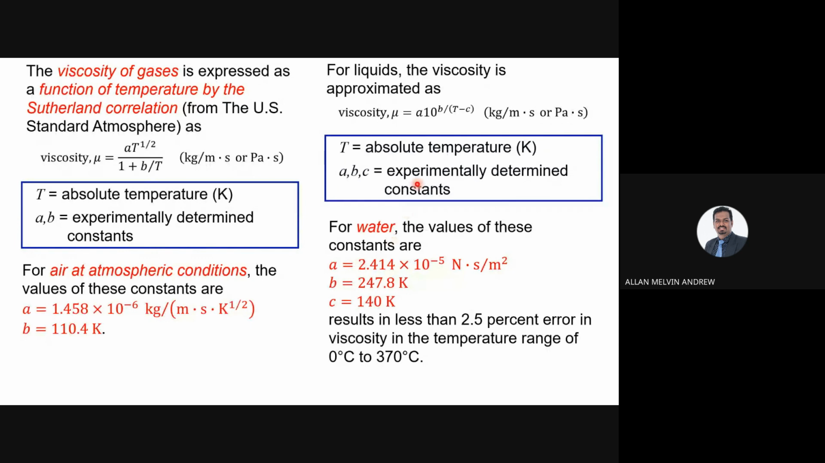Okay, for water, so water is a part of liquid. For water, the values of these constants are as shown. These are fixed for water. Different liquids will have different values. Usually if there is a question here, they will give you all these values to substitute and find the answer. This results in less than 2.5% error. So this is for water. It will usually give plus or minus 2.5 percent, because it's an experimentally determined constant.